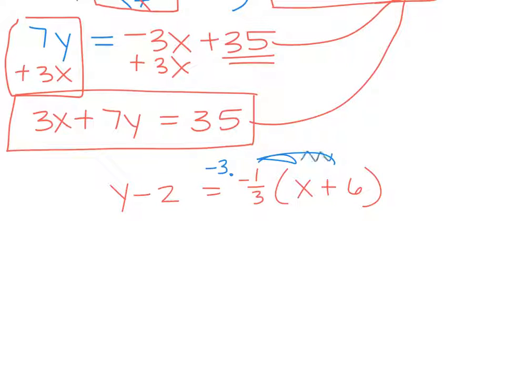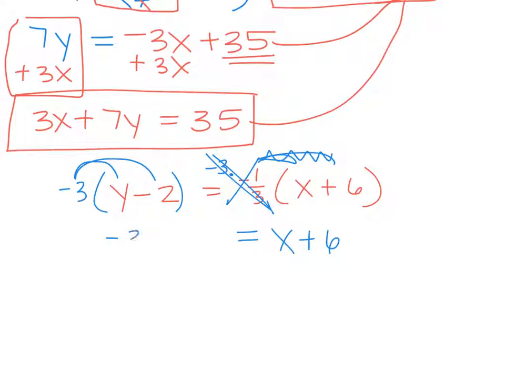We're just going to get rid of it right here. It's gone. So we just have x plus 6 over here. But then we also have to multiply by negative 3 over here. So if I do that, now this one we have to distribute it. So you have negative 3y, and then negative 3 times negative 2 is a positive 6. Okay, so we're getting there.